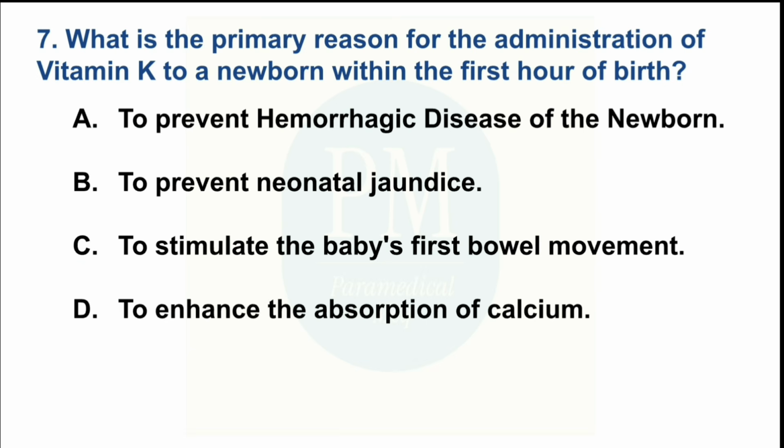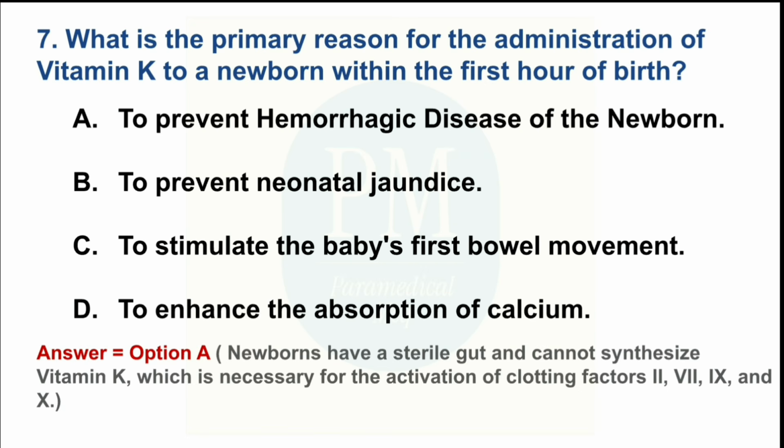What is the primary reason for the administration of vitamin K to a newborn within the first hour of birth? Option A. To prevent hemorrhagic disease of the newborn. Option B. To prevent neonatal jaundice. Option C. To stimulate the baby's first bowel movement. Option D. To enhance the absorption of calcium. The correct option is option A. To prevent hemorrhagic disease of the newborn.